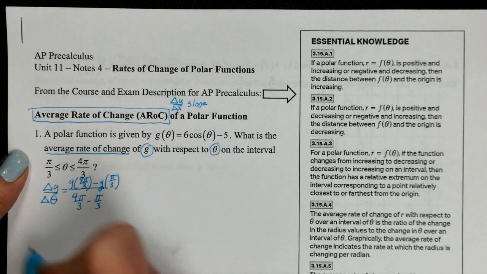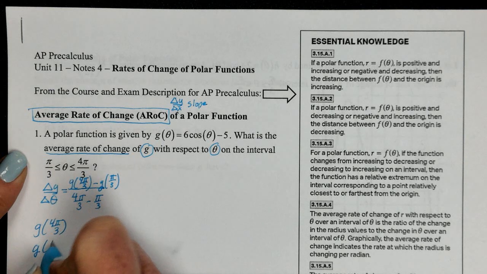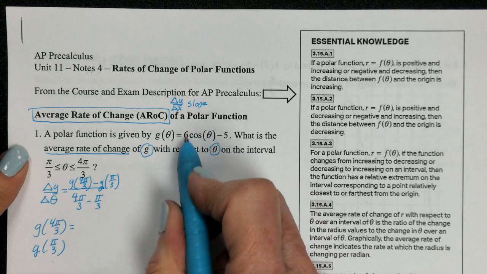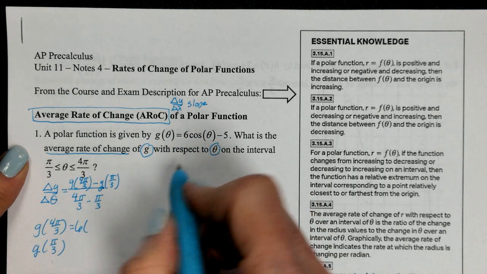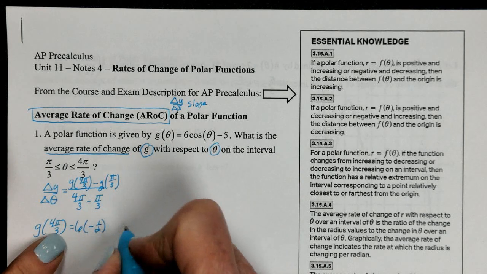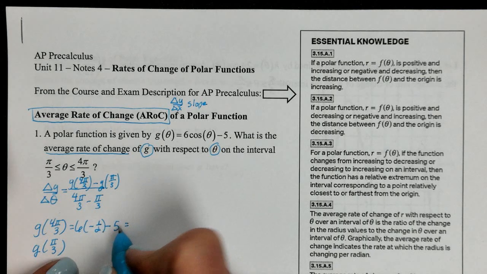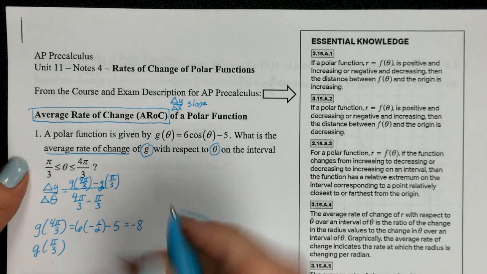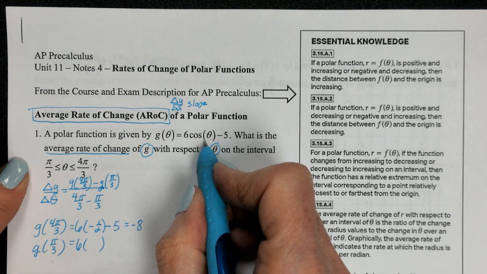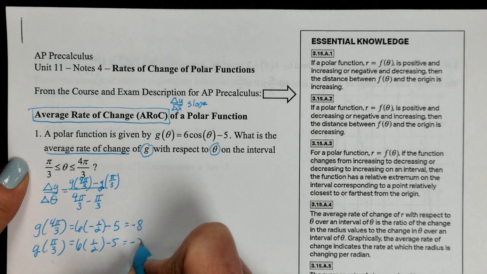So I'm going to go off to the side and get g of 4 pi over 3 and g of pi over 3. For the 4 pi over 3, I'm going to my g definition. 6 times cosine of 4 pi over 3, that's a negative 1/2, third quadrant, right? So this is negative 3 minus 5, that's a negative 8. For pi over 3, 6 times cosine of pi over 3 is 1/2. That's 3 minus 5, that's a negative 2.